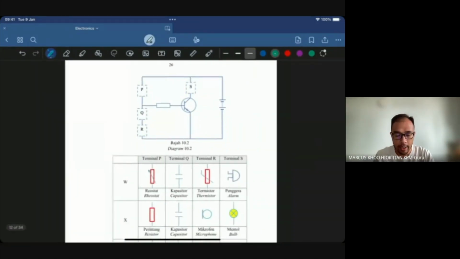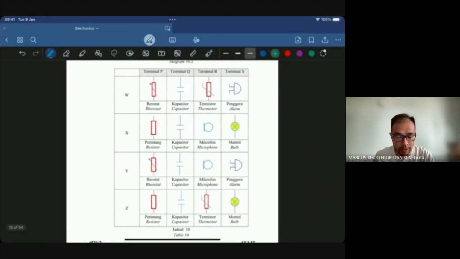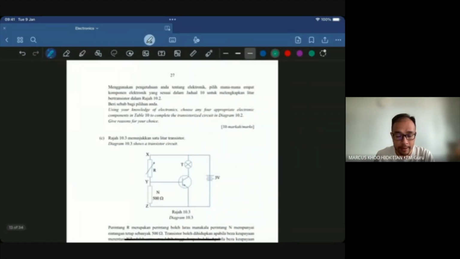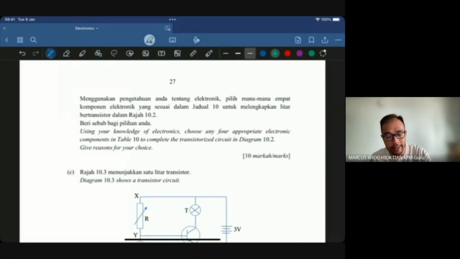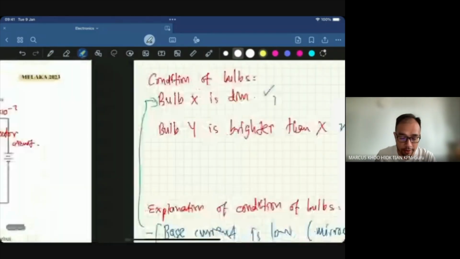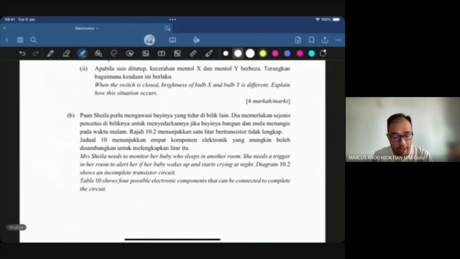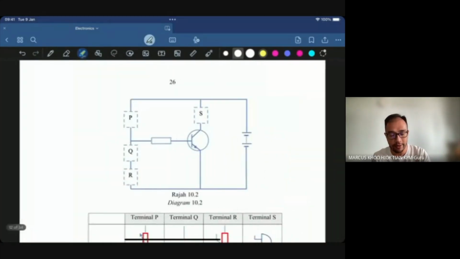All right. So we have a transistor circuit over here, and you're given these choices, W, X, Y, Z. Using your knowledge of electronics, choose any 4 appropriate electronic components to complete the transistorized circuit. Oh, wow. This is the first time I've seen this word. But anyway, let's go back to the question first. Mrs. Sheila needs to monitor her baby who sleeps in another room. She needs a trigger in her room to alert her if the baby wakes up and starts crying at night. So she wants to hear the baby, and she wants to have something tell her that, oh, okay, the baby is awake.